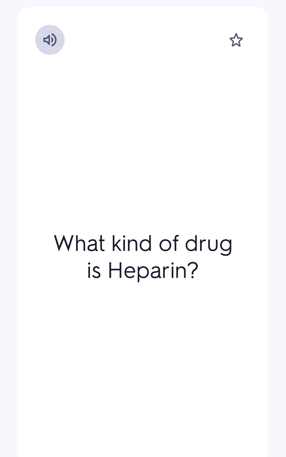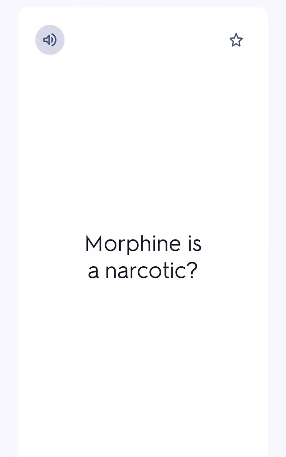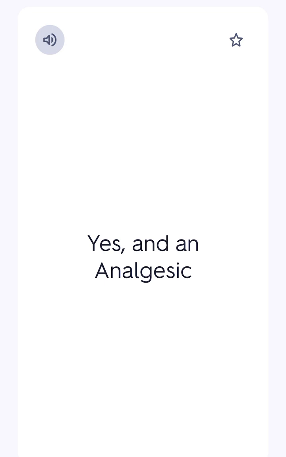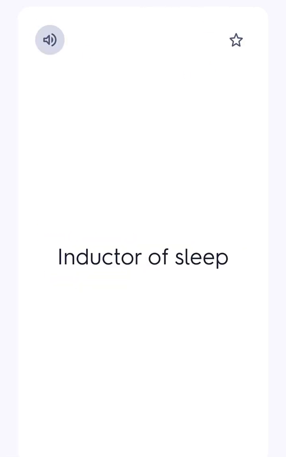What kind of drug is heparin? Anticoagulant. Morphine is a narcotic? Yes, and an analgesic. What is the meaning of being narcotic? Inductor of sleep.